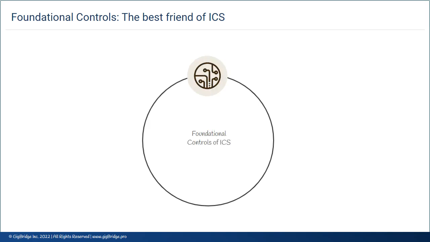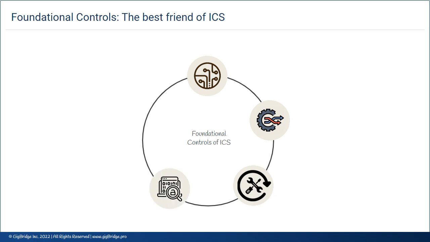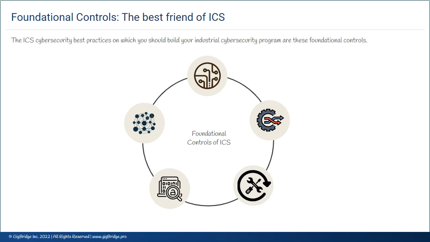Hardware and software inventories, change control, configuration log management, vulnerability management, network zones and segmentation are all foundational controls. The ICS cybersecurity best practices on which you should base your industrial cybersecurity program are these foundational controls. All of the industrial cybersecurity frameworks mention these controls. Let us learn more about foundational controls by looking at each of them one by one.